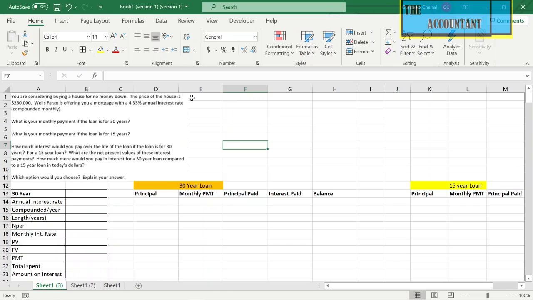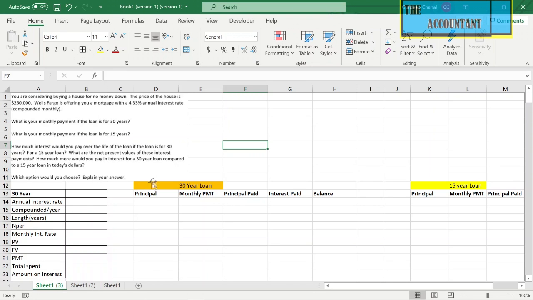How much interest would you pay over the life of the loan if it is for 30 years or for 15 years? What are the net present values of these interest payments? How much more would you pay in interest for a 30-year loan compared to a 15-year loan?